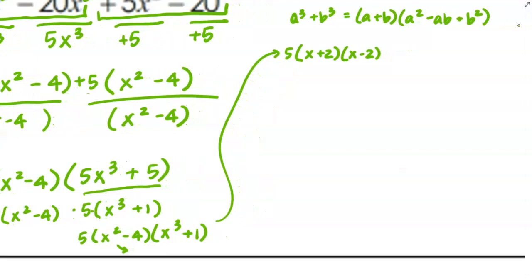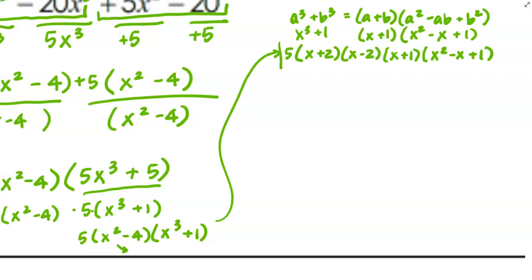So when I take x cubed plus 1, it is going to be x plus 1, then square the first term, minus, multiply the two together, so that's going to be x, and then square the second term, which is going to be 1. Oh, put the whole thing: x plus 1, x squared minus x plus 1. There we go. That's it, guys. Good job.